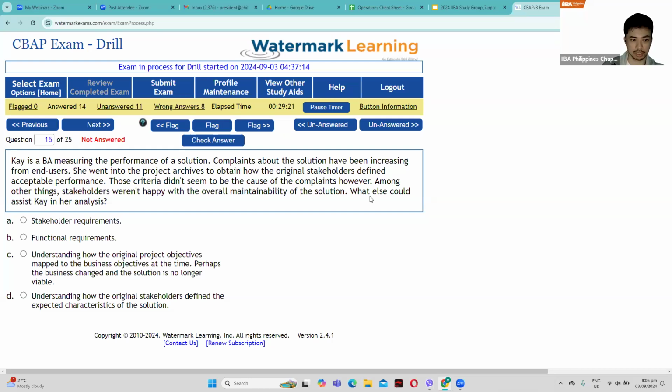A, stakeholder requirements. B, functional requirements. C, understanding how the original project objectives map to the business objectives at the time. Perhaps the business changed and the solution is no longer viable. D, understanding how the original stakeholders defined the expected characteristics of the solution.